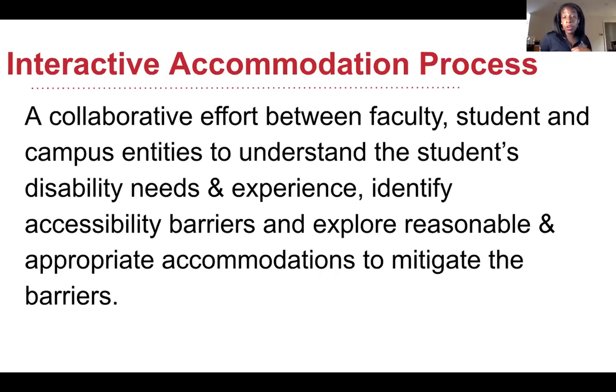There may be some circumstances where that would be reasonable, and there could be some where it may not be. But the fact is, the interactive accommodation process of exploring it, understanding what the barrier is, and then looking at all the different options to mitigate the barrier, that process must be engaged in versus just saying, no, absolutely not, it's not possible.